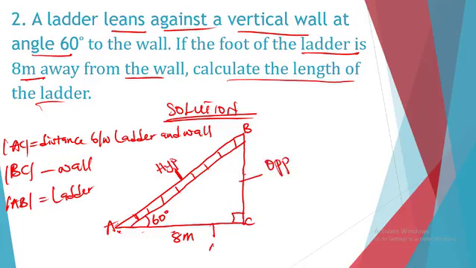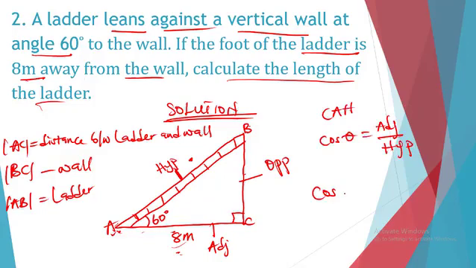The line here is what? Adjacent. But remember, we are asked to calculate what? The length of the ladder. That's from A to B. That is hypotenuse. And one of the sides given is what? 8 meters. And this side that is given is the adjacent. So we are looking at adjacent and hypotenuse. And in SOHCAHTOA, adjacent over hypotenuse is what? Cosine. So cos theta is equal to what? Adjacent over hypotenuse. Is that correct?